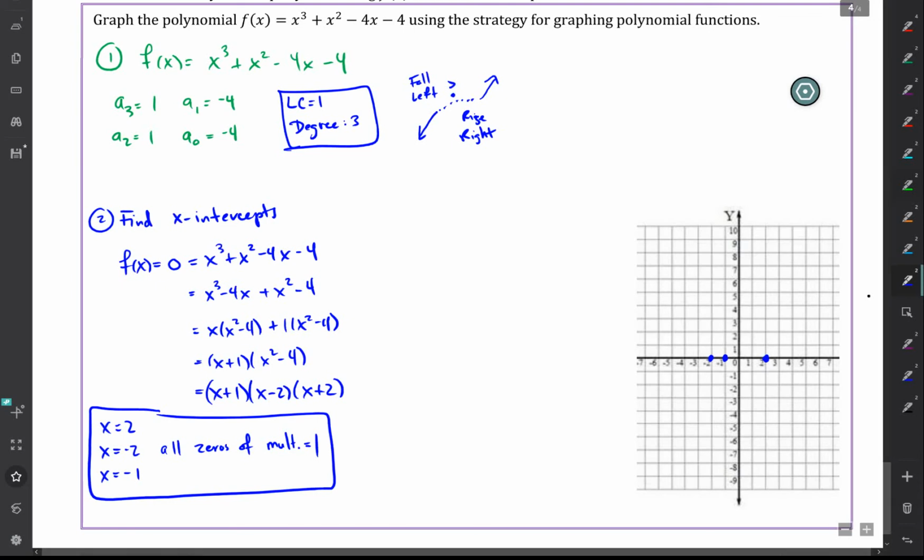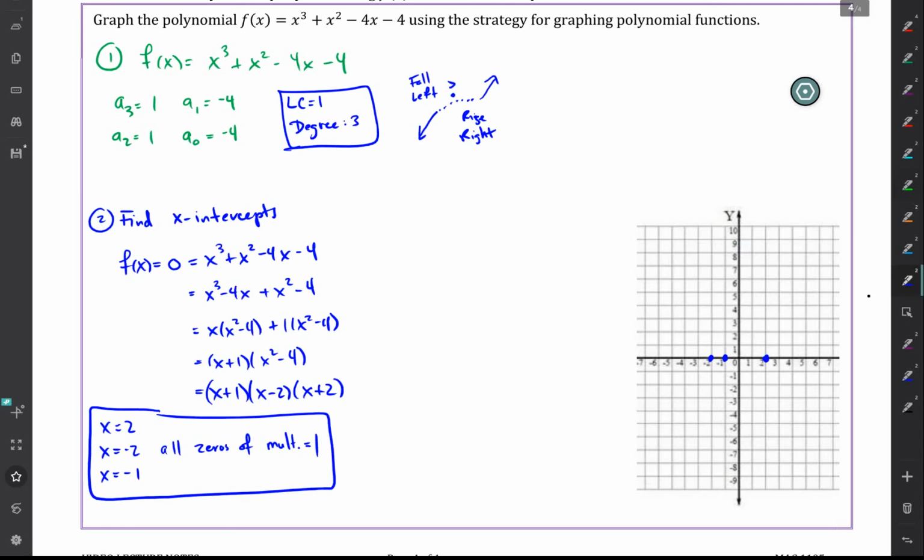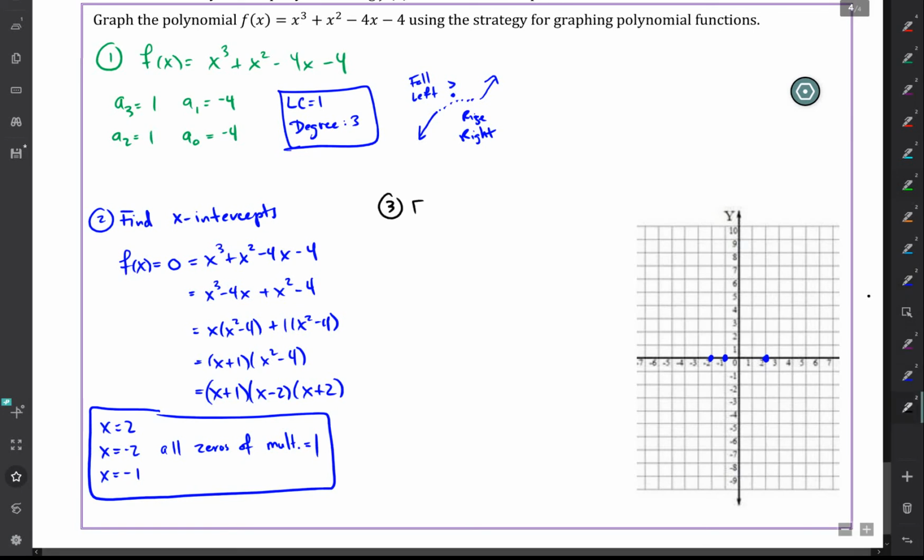Now the next step is to find my y-intercept, again just using algebra. So step 3 is to find the y-intercept, and this is very simple because I'm just plugging in 0 for x. So f of 0 is going to be 0 cubed plus 0 squared minus 4 times 0 minus 4. So 0, negative 4 is my y-intercept. Okay, so I'll just write that right there.